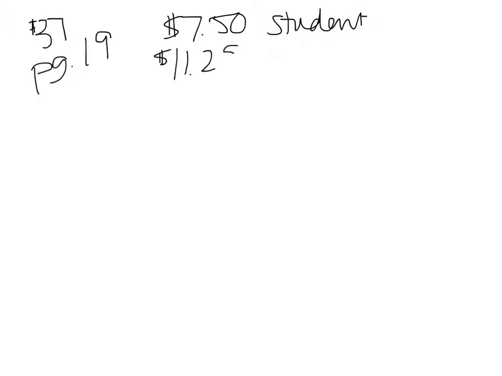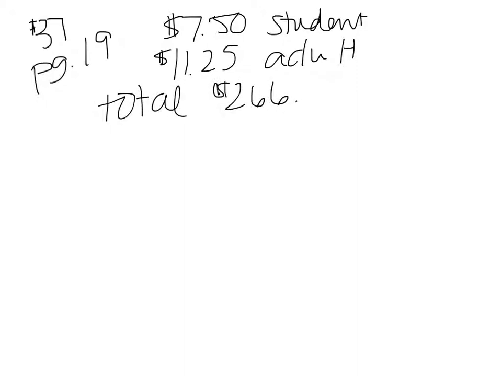The other problem we're going to look at is number 37 on page 19, and this is still part 3 of chapter 4. Tickets to a movie cost $7.50 for a student and $11.25 for an adult. When the Film Appreciation Club went to the theater, they paid a total of $266.25.